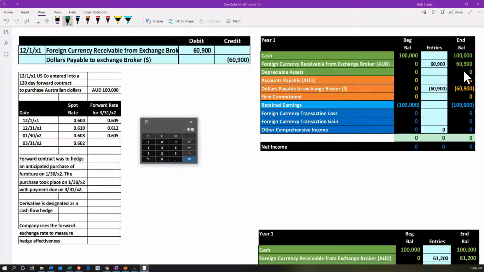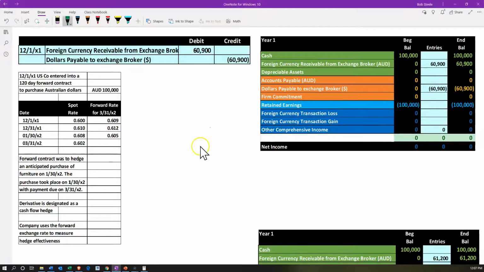That $300 difference would result basically in a gain. Why? Because $1 Australian dollar was worth, we're predicting, 0.609 US dollars. Now $1 Australian dollar is worth 0.612 US dollars. The Australian dollar has now gotten stronger. This is a receivable, thinking we're going to receive the Australian dollars in the future, and therefore we're going to get paid in something that is stronger than it was when we originally made the contract, so we have a gain. You can also calculate that $300 by taking the difference between the two rates, 0.612 minus 0.609, then multiplying that times the 100,000, and you get that same $300.